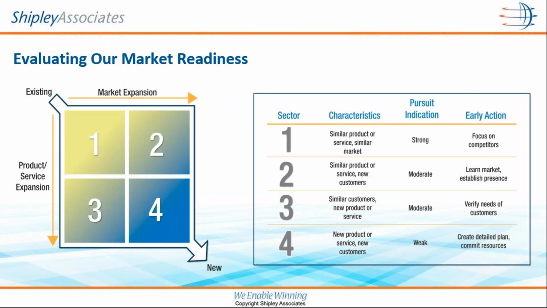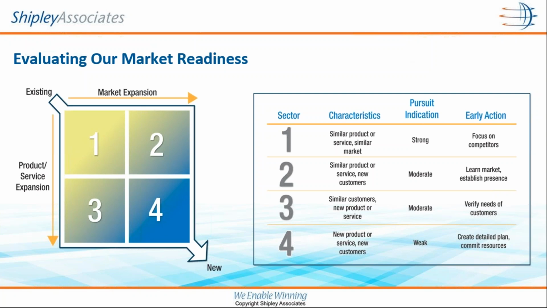And here's a way, I'm sure you've seen this before, talk about back to basics. This is business 101, really. Over here on the left, you see this quadrant. In the upper left-hand corner, you see existing markets and existing products. So quadrant number 1 is probably the safest area for us to be involved in. Here, you see sector 1. We're offering similar products or services to a similar market. The pursuit indicator is very strong. There's limited risk, and we need here to focus on our competitors. How can we be better and different than competitors?